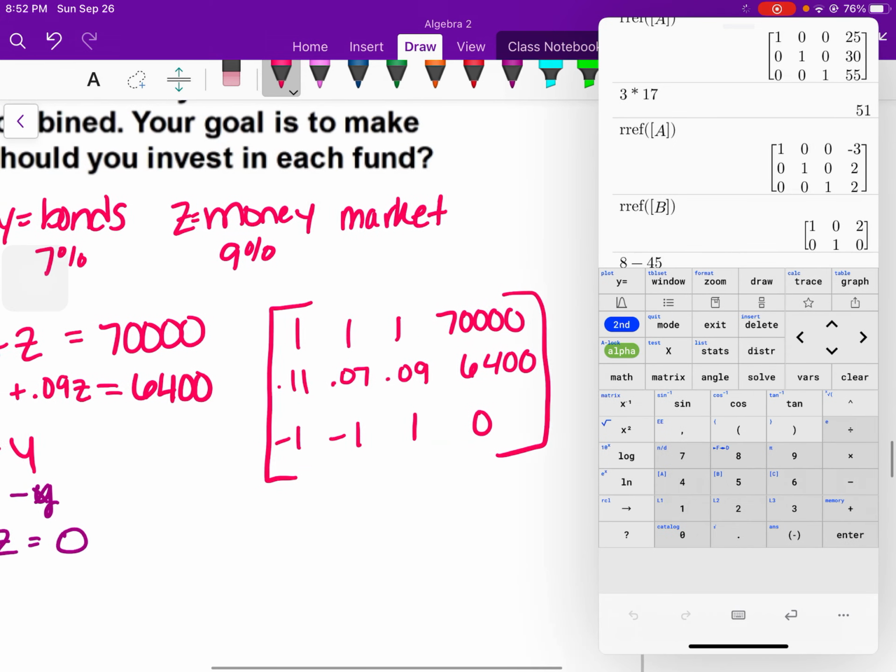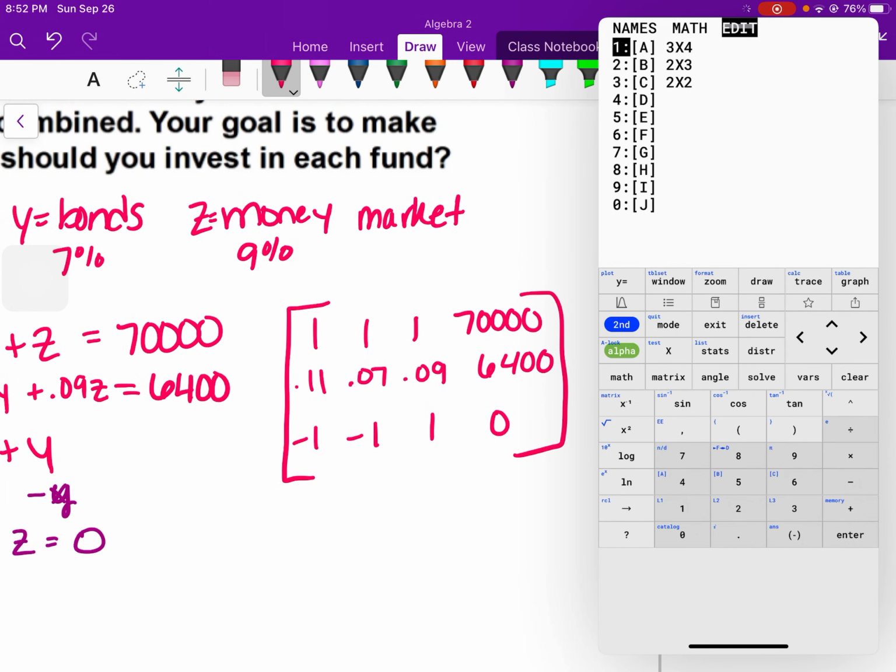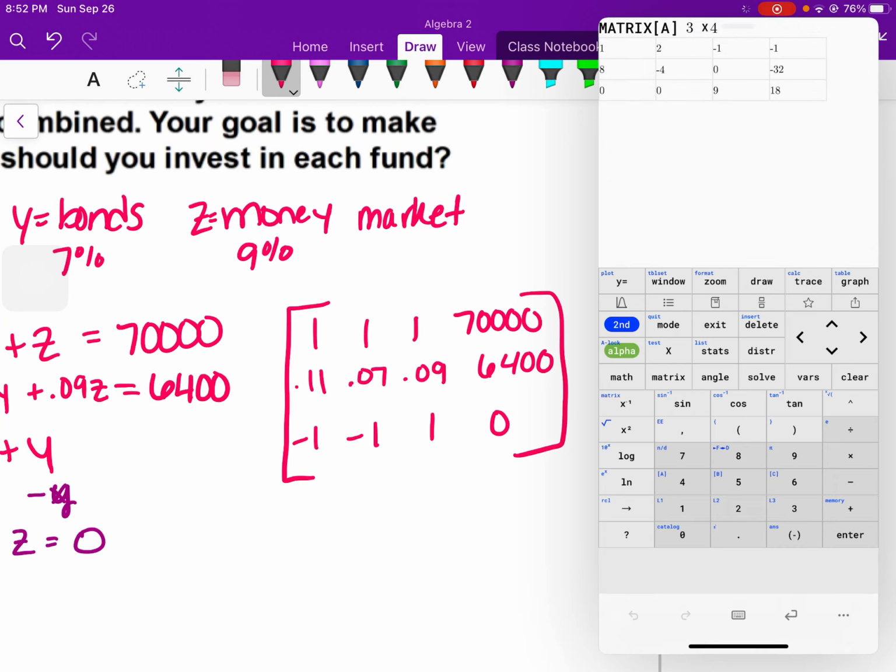Put that into your matrix. So matrix, go over to edit. I always edit A, it's 3 by 4. So 1, 1, 1, and 70,000. Be careful not to make a mistake here. 0.11, remember 7% is 0.07, 9% is 0.09, and then you want to make 6,400, and then -1, -1, 1. Make sure X, Y, and Z are lined up in the correct positions on that last equation, and you get everything over to the other side.